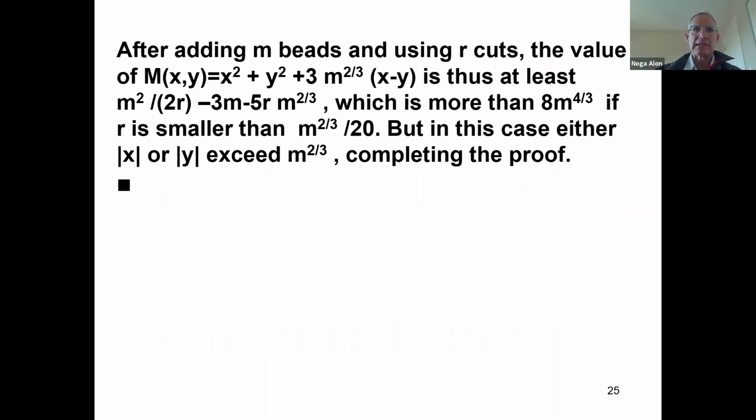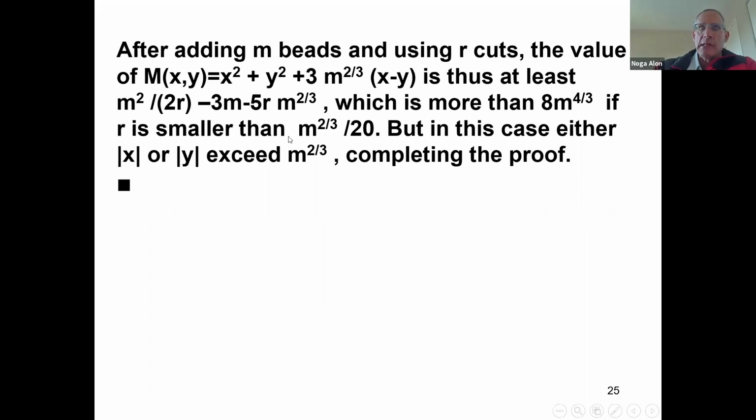So if we believe this, then after adding all these m beads, we have m beads of each type. So as long as I'm adding only m beads, I don't have any restriction. I have beads of any type that I want. So if I'm using only r cuts, then the value of this potential function, by what I said before, will increase by Cauchy-Schwarz or something, by at least m squared over 2r minus what accumulates from all these error terms. And this is negligible if r is small.